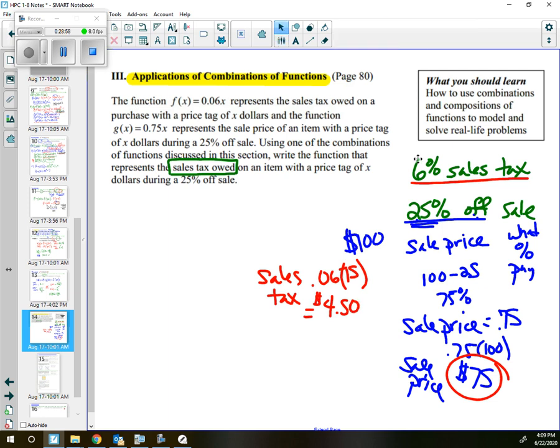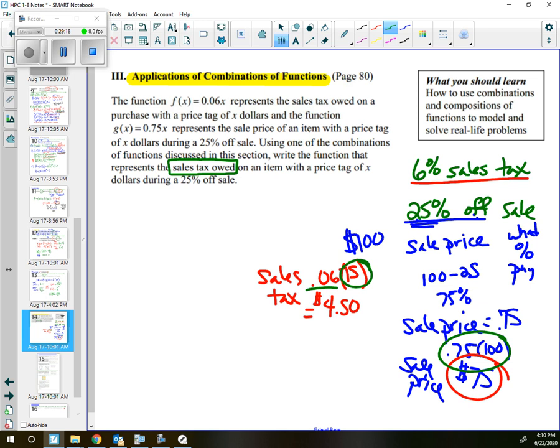So we could actually figure it out. Notice we took the output, or the answer for 1, and we put it in as the input for that second function. So think of it kind of like that inner and outer. We had to do this operation first, and then we had to do the sales tax. So it's a composition of functions.